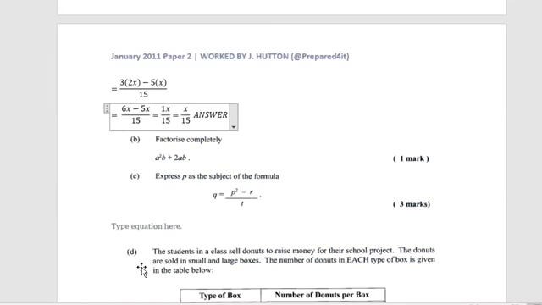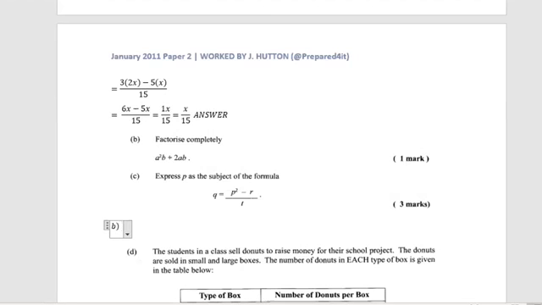So now we are moving on to part B, which says factorize completely. If anybody understands factorization, it probably should be one of your most interesting topics. Basically, when you're doing factorization, you're looking for the common element in the given terms in the question.